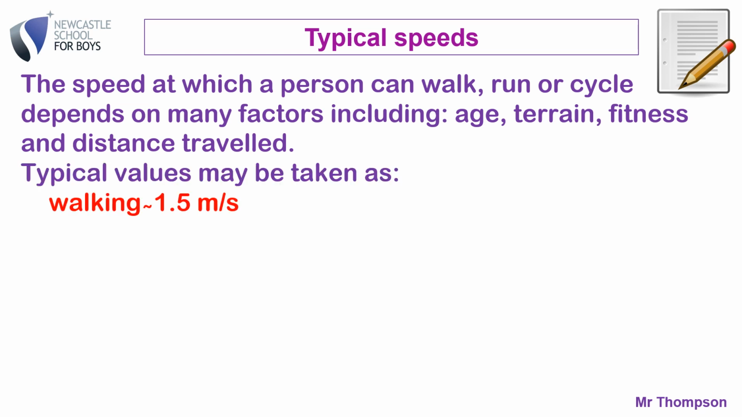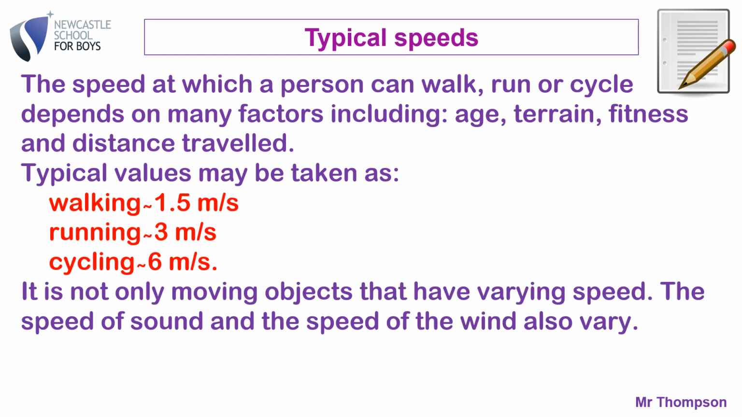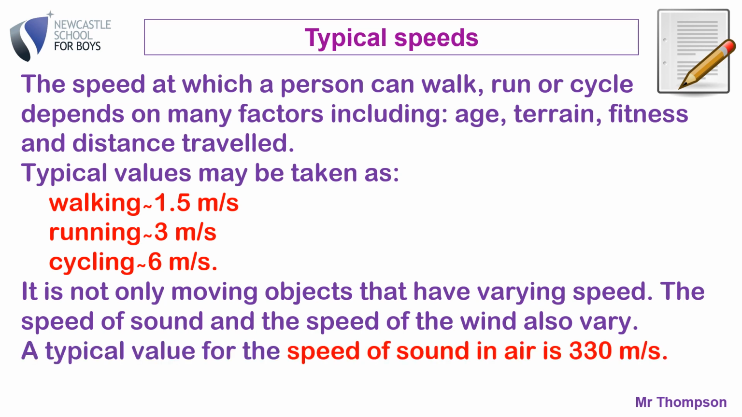So typical values you need to learn in red here. Walking about 1.5 meters per second, running about 3 meters per second, that's a kind of jog, and cycling about 6 meters per second. You need to learn those and be able to quote those in the exam. As well as that, you need to know that things like speed of sound can vary with wind, but a typical value for speed of sound is 330 meters per second. So the 4 speeds in red you will need to learn, so make sure you write them all down.